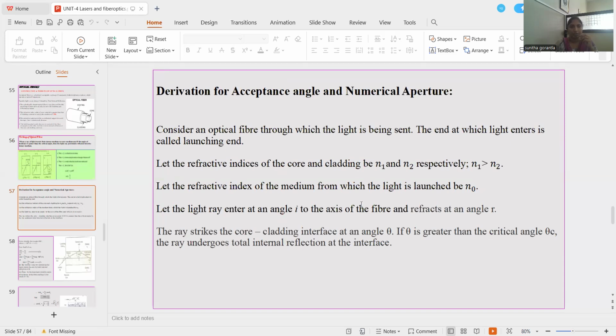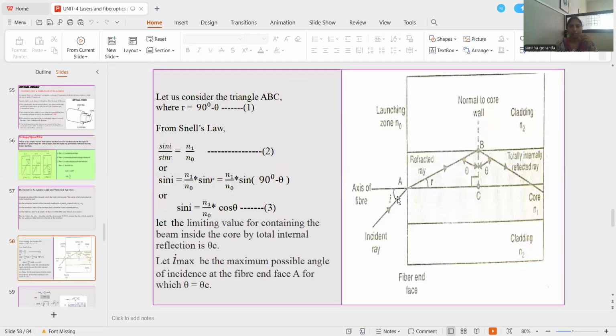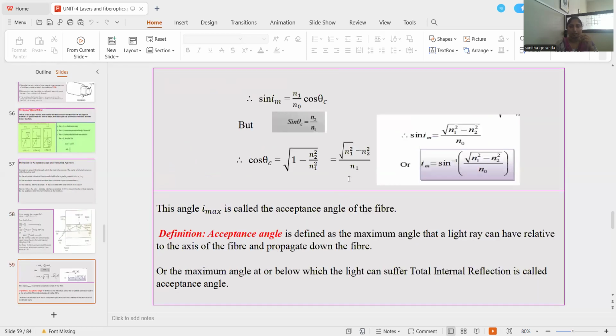After that, we derive the equation for the acceptance angle. Now, what is acceptance angle? Acceptance angle is the maximum angle of incidence at the air-core interface for which the light ray enters into the core and traverses along the core-cladding interface. The equation for the acceptance angle is theta_m equal to sine inverse of square root of n1 square minus n2 square, divided by n naught. Here n1 is the refractive index of the core, n2 is the refractive index of the cladding, and n naught is the refractive index of the air medium.